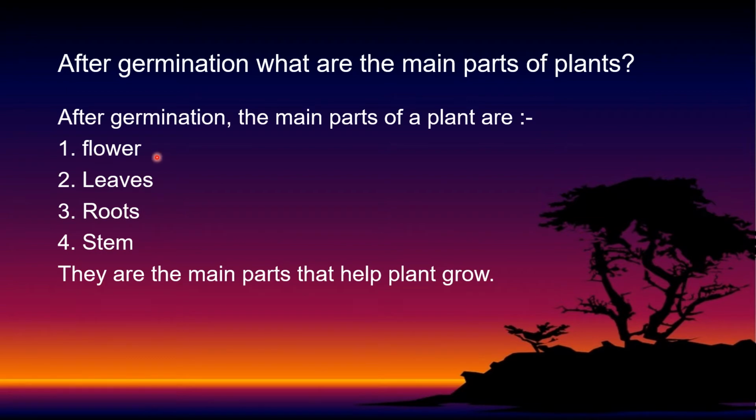Now, if we do not have the flower, the reproductive part is not there. Flower is the reproductive part. Leaves have the chlorophyll that is able to make food. Roots help the plant get minerals and water from the soil, and the stem supplies the minerals and water coming from the roots to the leaves and other parts of the plant.